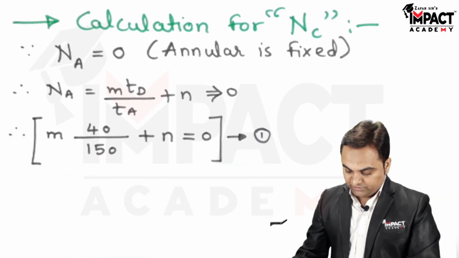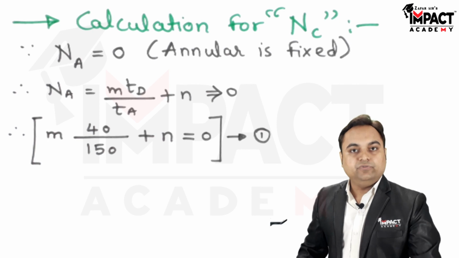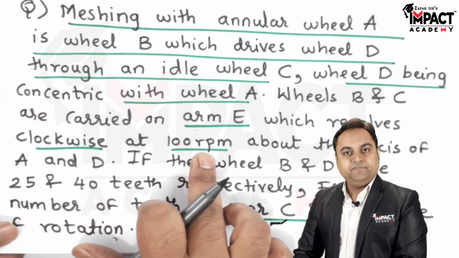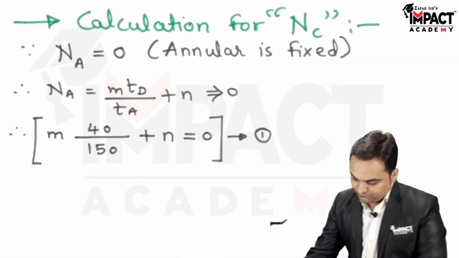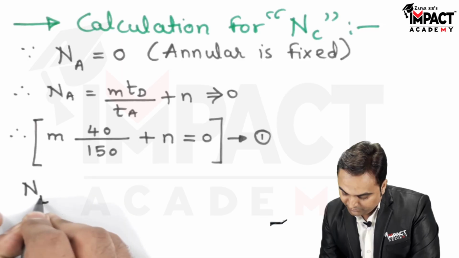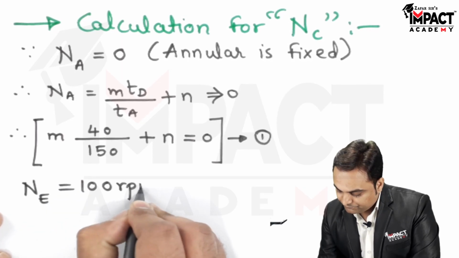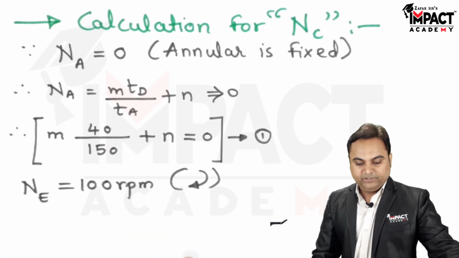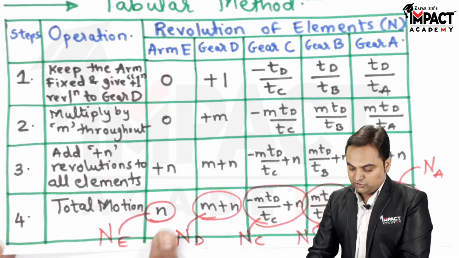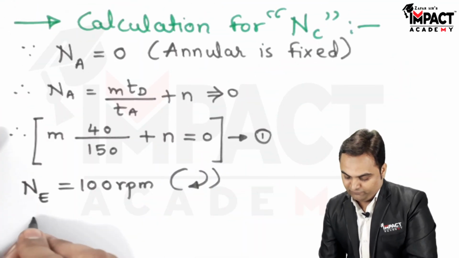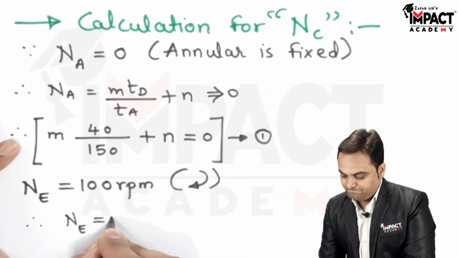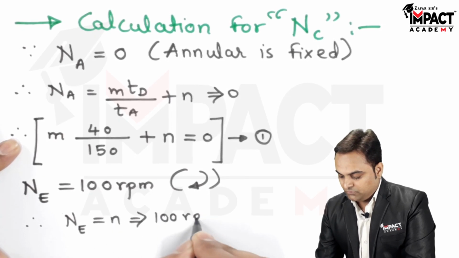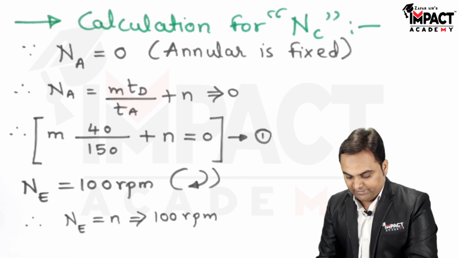Then for the second equation, the second condition which I am going to use here is, they have said that arm E is rotating in clockwise sense with 100 RPM. So speed of arm E is 100 RPM in clockwise manner, so positive, and from the table the speed of arm E is small n. So therefore from the table, small n is equal to the speed of arm E, and that is 100 rpm. So this is the value for small n.